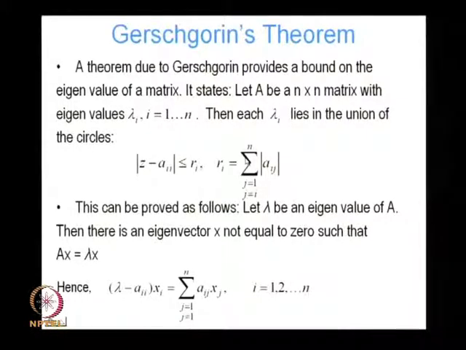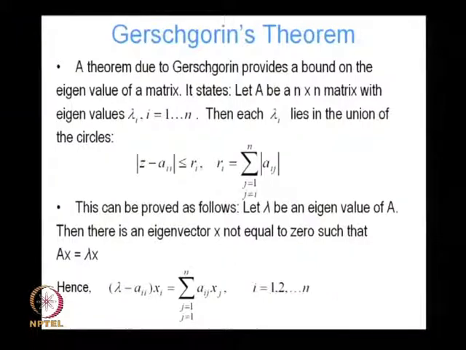So, it tells me that if I compute circles like this, I look at the first row, look at its diagonal element, make that the center of my circle, and draw a circle with a radius which is equal to the sum of the absolute values of my off diagonal elements. I do that for the second row, again draw a circle centered at the diagonal term and radius equal to the sum of the absolute values of the off diagonal elements. I go on doing this.